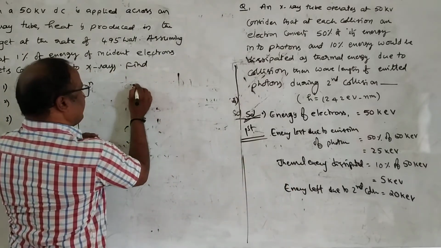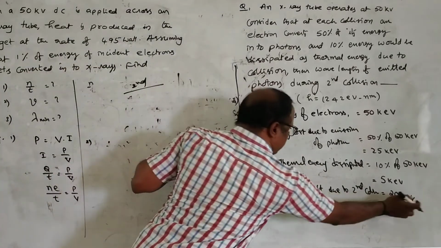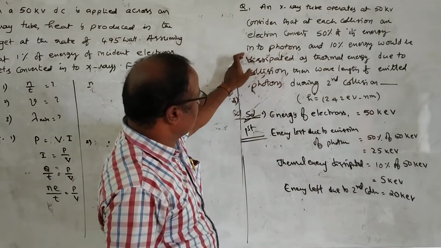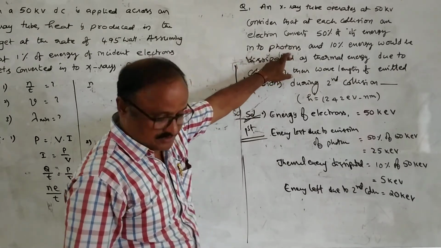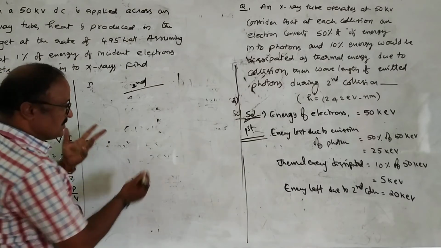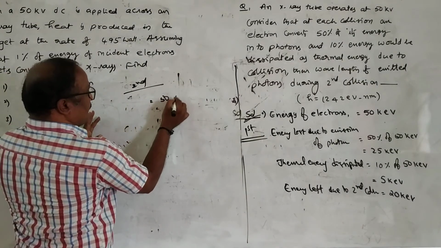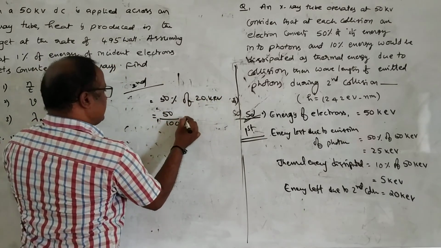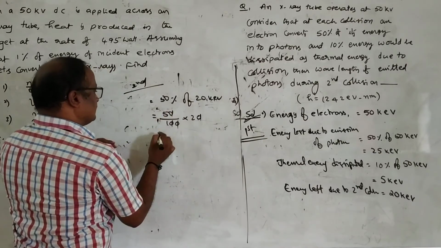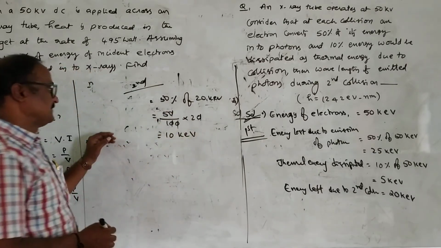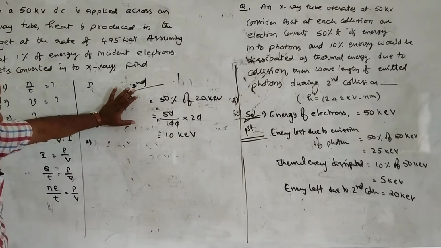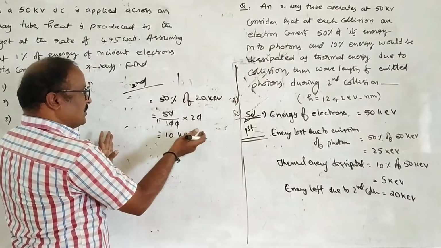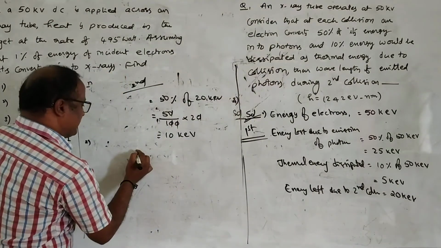Again, at the time of the second collision, out of 20 kilo electron volts, once again 50% of the energy will be emitted in the form of photons. Therefore, it is 50% of the total energy of 20 kilo electron volts. That means 50 by 100 into 20 kilo electron volts, that is 10 kilo electron volts. This 10 kilo electron volts will be emitted as a photon, and the energy of the emitted photon is equal to 10 kilo electron volts. We will calculate the wavelength corresponding to this.